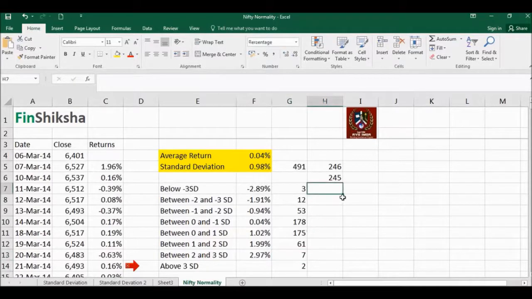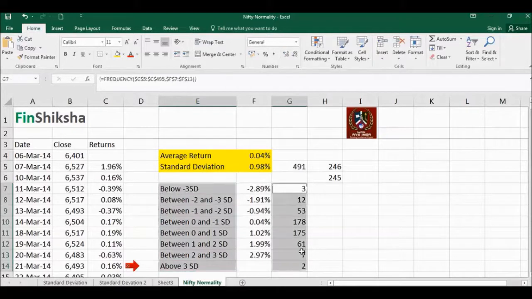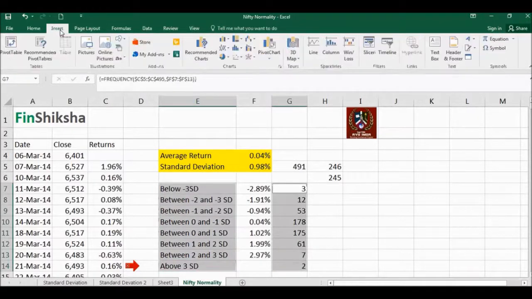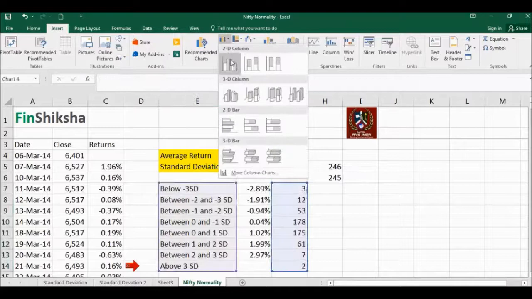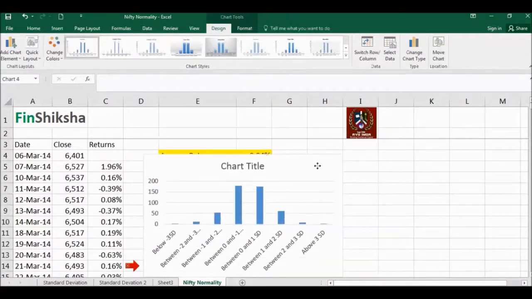So let's look at the symmetry first. I will select this set of data points and let's try and plot a chart. Right? You see this chart? Look at this chart.